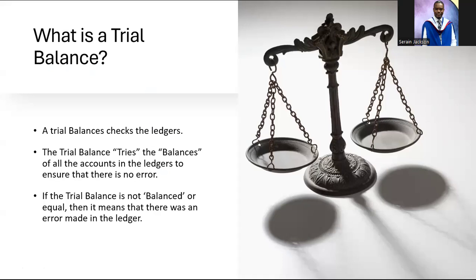The trial balance tries the balances of all the accounts that are in the ledger to ensure that there are no errors. And that's why it's called trial balance. So if the debit side of the trial balance is not equal to the credit side, then you would know that there was an error somewhere. And if there's an error, then obviously you would have to go and search for that error, in some cases to find that error.